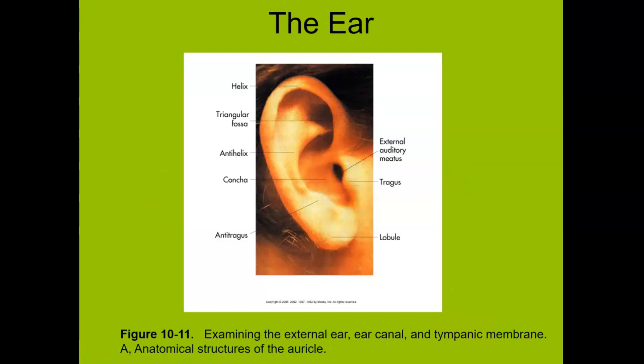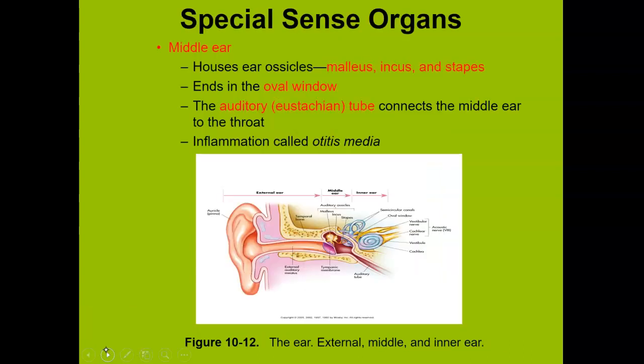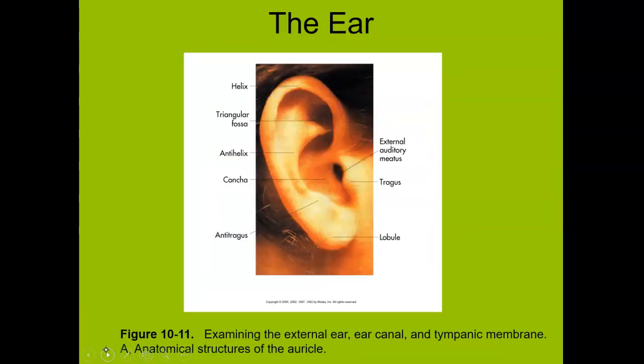So looking at the picture of the outer ear, this whole outer portion here is the pinna. The top is the helix, and the triangular fossa, because it looks like a triangle, right? I like this, the antihelix. The concha. Concha, just so you know, always refers to this wrapping nature.